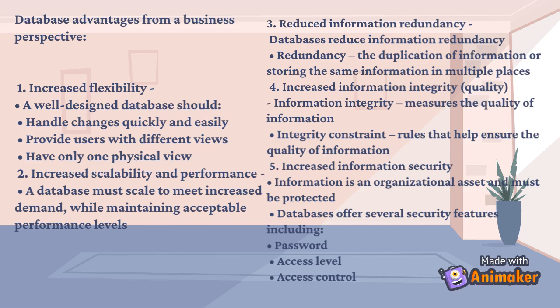And the last one is increased information security. Information is an organizational asset and must be protected. Databases offer several security features, including password, which provide authentication of the users, and then access level, which determines who has access to the different types of information, and the last one is access control, which determines types of users' access, such as read-only access.